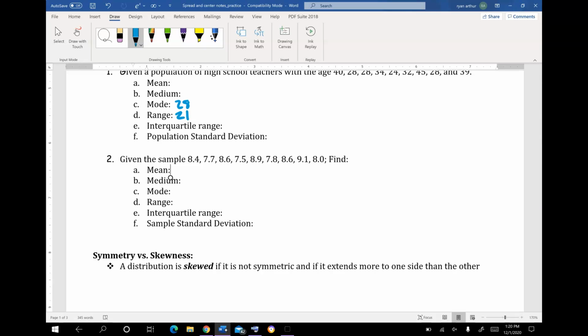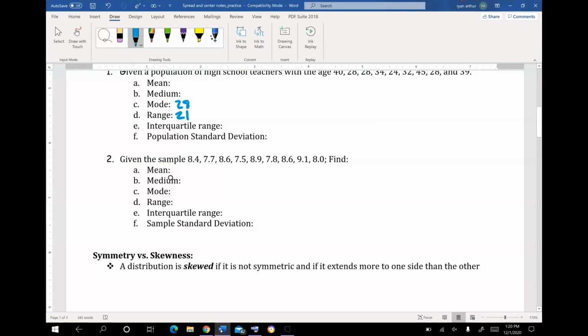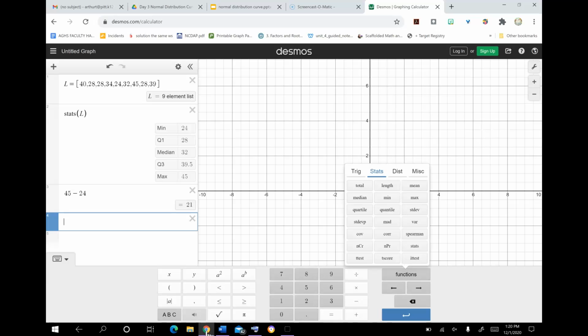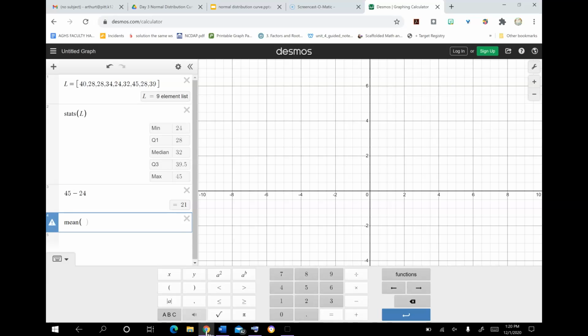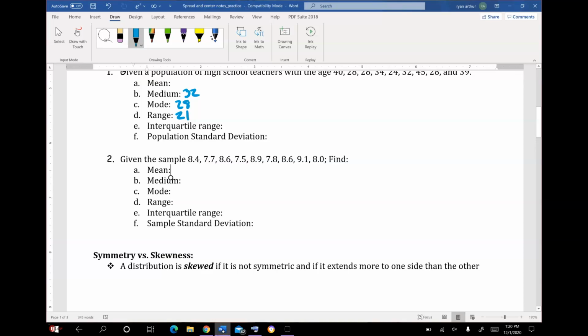Okay. My mean and median. Remember, your median is your Q2. It says median is 32. So this is 32. Your mean is your average. Now this does not give you your mean, but if you go to functions and statistics, you see how it says mean right here? Say mean of L. So my mean is 33.1. So we're going to say 33.1.